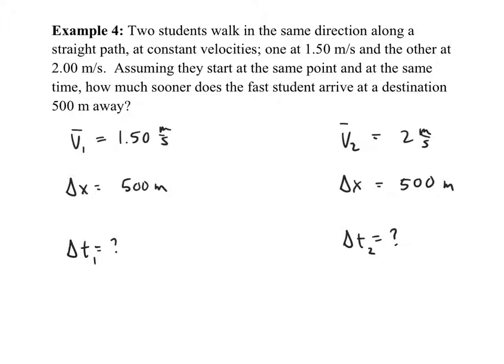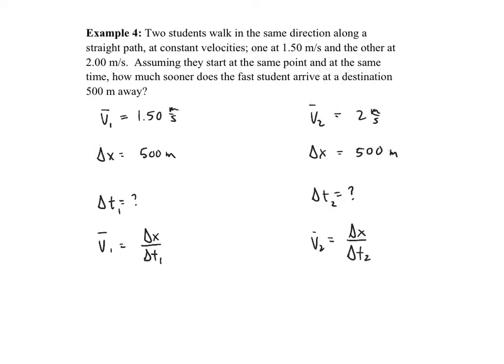Delta T1, delta T2. Why is delta X not given with a 1 and a 2? Because they're the same. If I tell you the mass of one object is the same as the mass of the other object, you can call them both M instead of M1 and M2. It's when things are different that we denote with the subscript to indicate the differences. The formula being, again, V bar equals delta X over delta T.